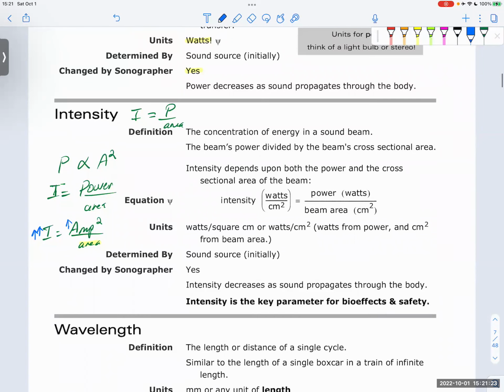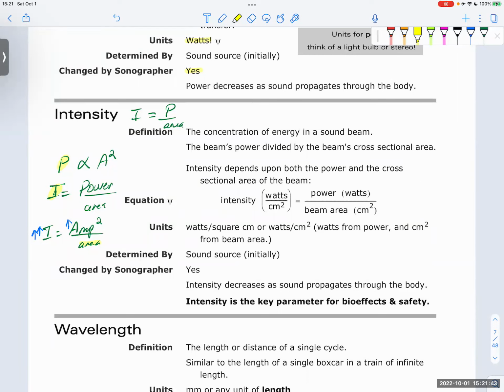Okay, since amplitude is a factor that the sonographer can change, the power and the intensity can be changed by the sonographer. What's the unit of the intensity? It is power, which is watt, divided by area. It can be square centimeter or square meter.